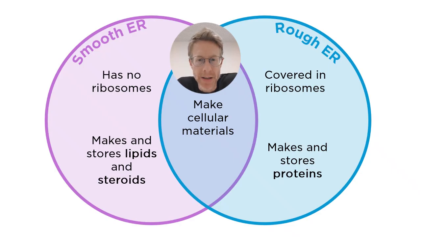So here's a nice little Venn diagram showing you the similarities and differences between rough and smooth ER, just the main ones in terms of their function. The main one is rough ER is covered in ribosomes, smooth is not. But they both make materials for the cell. That's pretty general. Rough ER, since it's covered in ribosomes, is making proteins, whereas smooth ER has no ribosomes. It's not making proteins, but it'll make lipids, like phospholipids, and steroids as well, which are a kind of lipid.